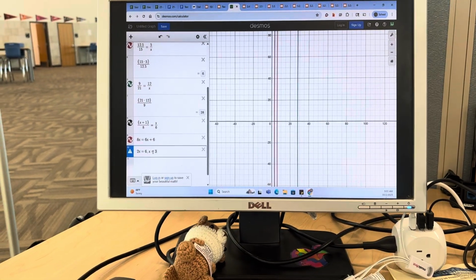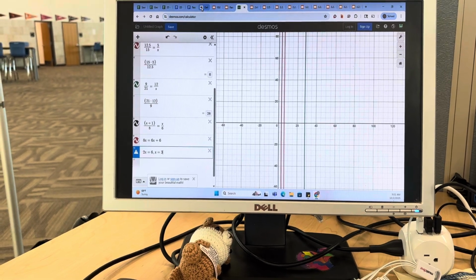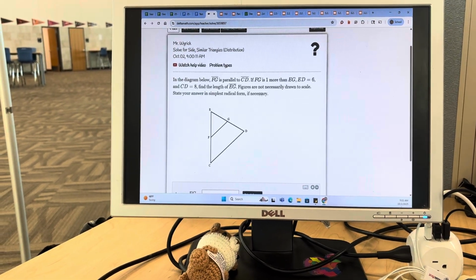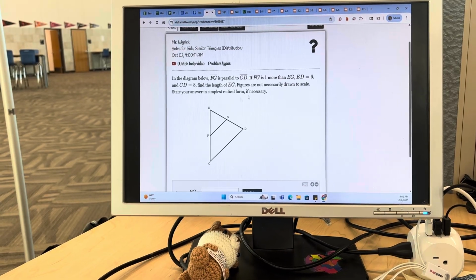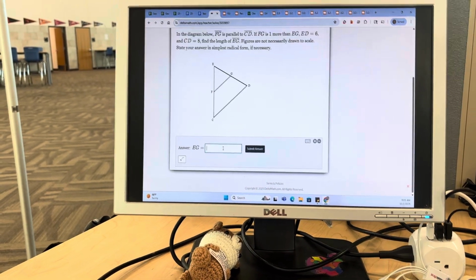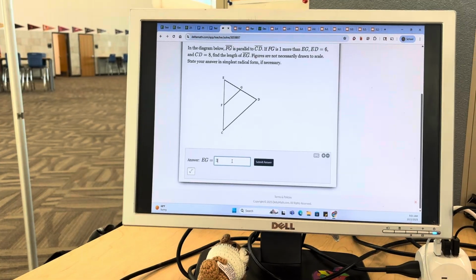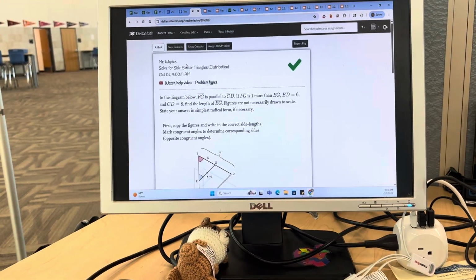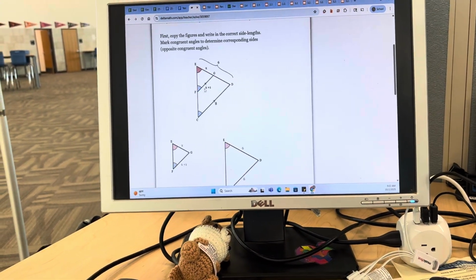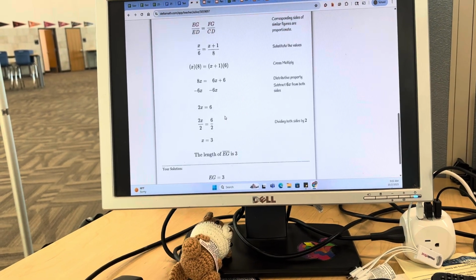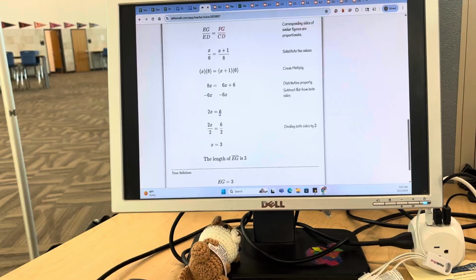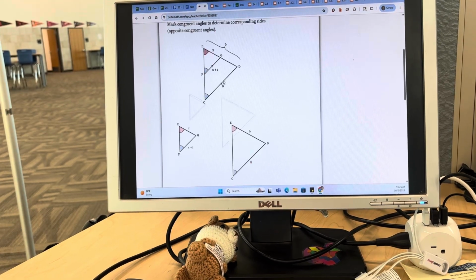Now that I know I've got X equals 3, I come back in here, I see what they're looking for, find the length of EG. EG was the one that was X, so X is going to be equal to 3. Just make sure, again, it's going to show you what's going on, set up the proportion, have the triangles there, cross multiply, same stuff that we did yesterday.